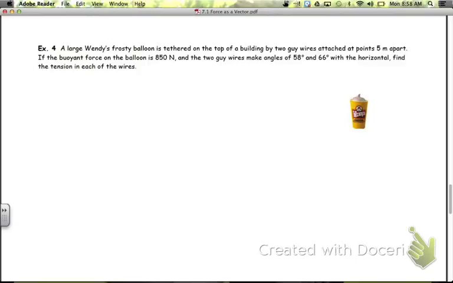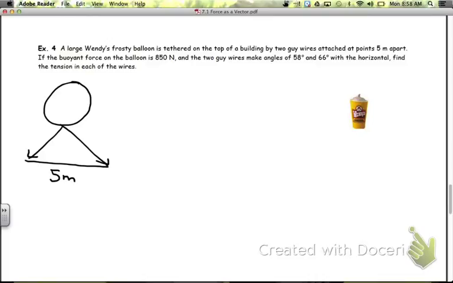Looking at our fourth example here, a large Wendy's balloon is tethered to the top of a building by 2 guy wires attached at points 5 meters apart. So let's just draw that. We have our balloon here. We have 2 guy wires, and they are 5 meters apart. So these are our guy wires.